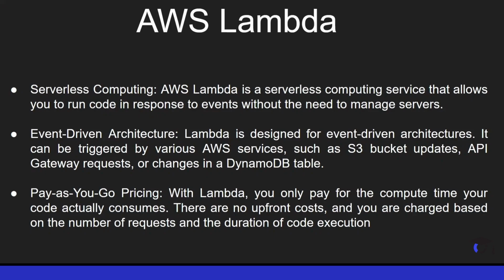Now, AWS Lambda comes with an event-driven architecture. What does it mean? It means that this Lambda function can be triggered by various other AWS services such as S3, API Gateway, or a DynamoDB table. So if there is a change in any third service of AWS, and I want that change to trigger my Lambda function so that it will do some job, this is possible with the Lambda service. We will see more about this in our upcoming videos.